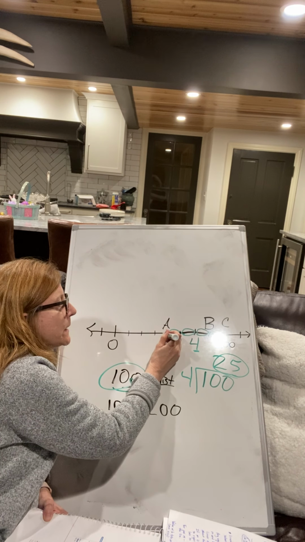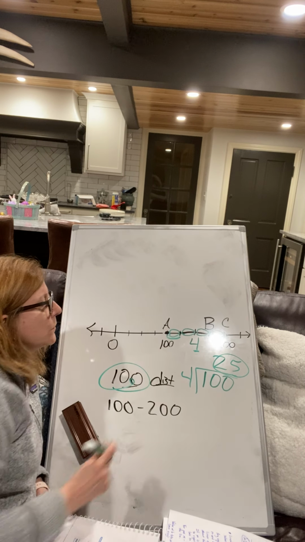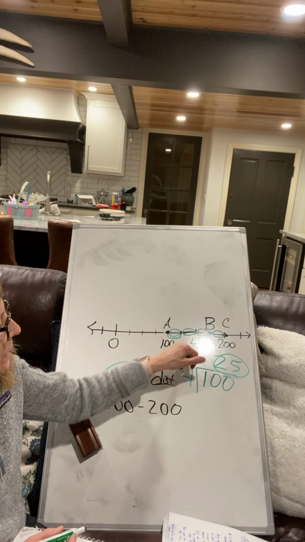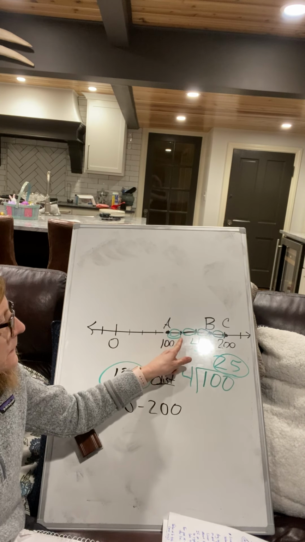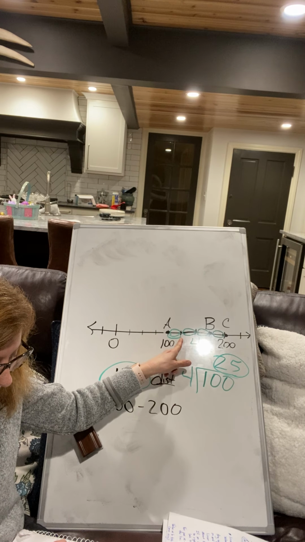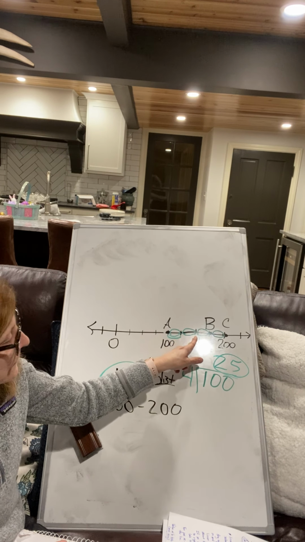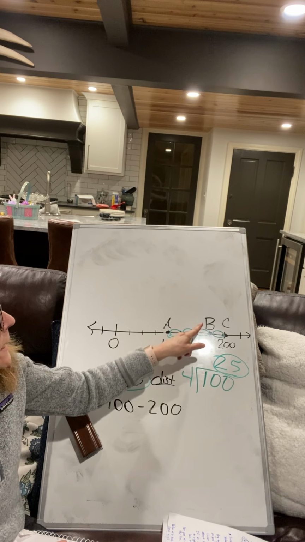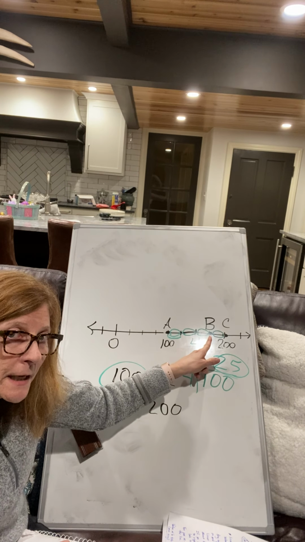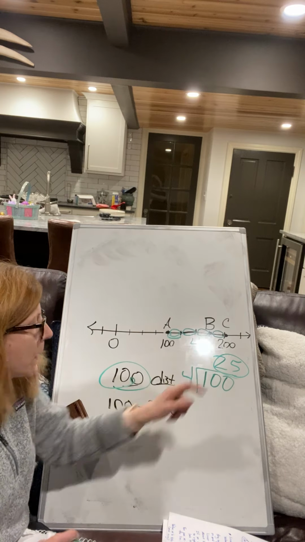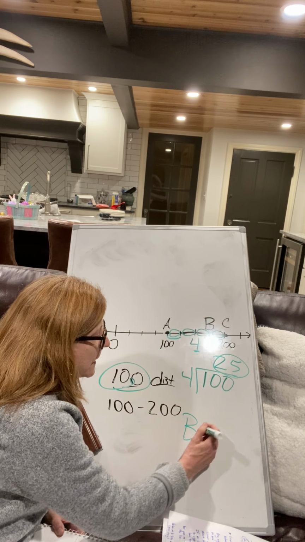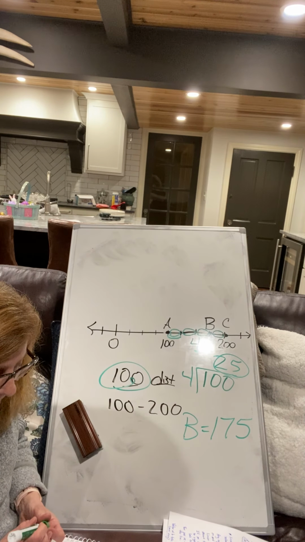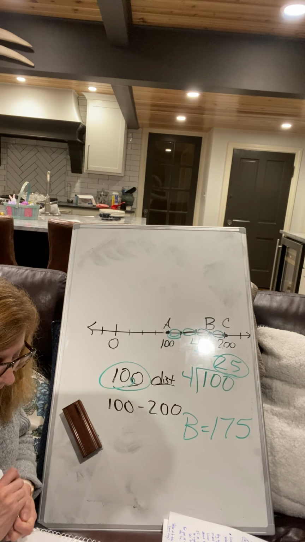So every time we go this far, we've gone 25. So what is 100 plus 25? This would be 125. We go another 25, that would be 150. If we go another 25, which would be to B, 175. So we figure out that B is equal to 175.